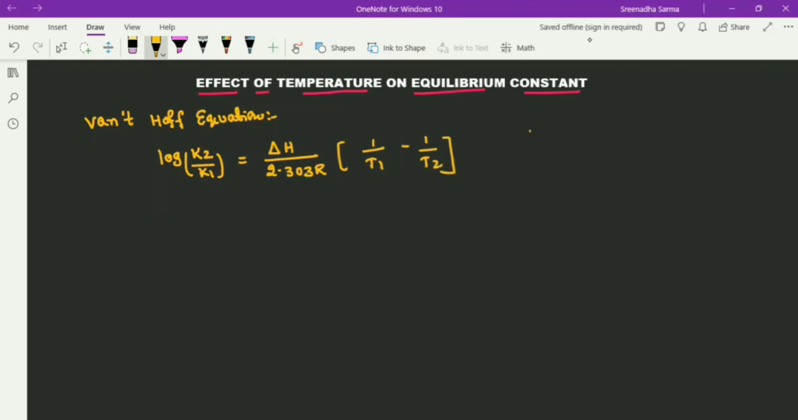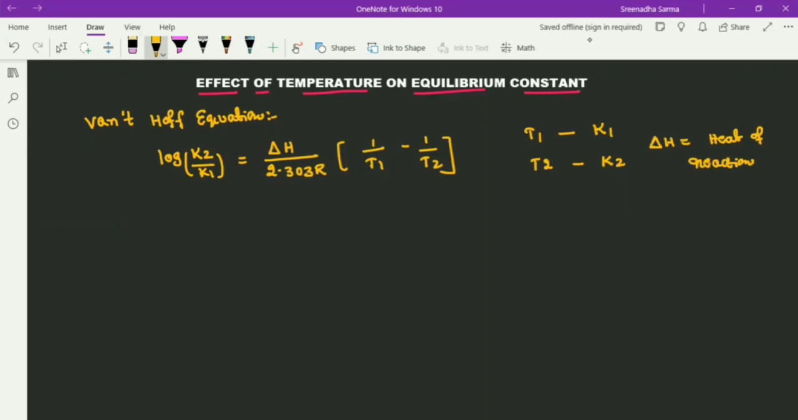Here T1 is the absolute temperature. At that temperature, the equilibrium constant is K1. At T2 temperature, the equilibrium constant is K2. And delta H is the heat of the reaction, the heat of reaction at constant volume.